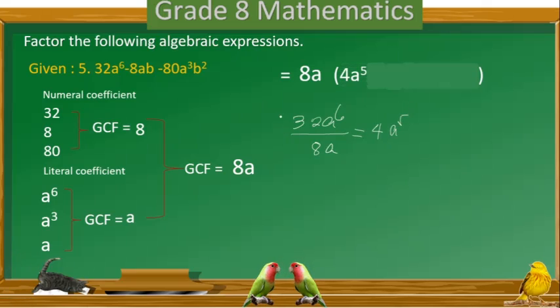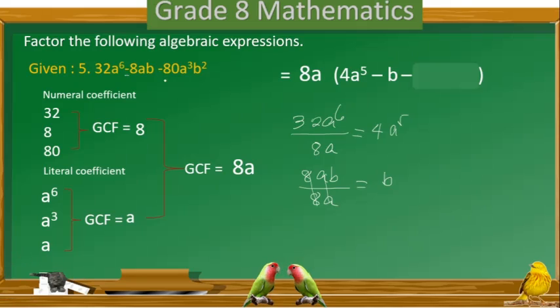Okay. Then after that, we'll copy the given sign. Then for the second term, we have 8ab divided by 8a. This one is cancelled out, and also with this one, then the remaining is only b. Okay, then copy the given sign.